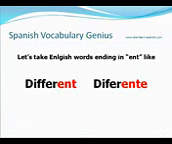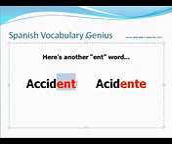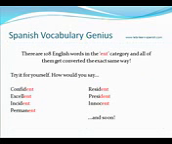We can take a look at another example. Here we have accident, so again it's a word ending in ENT. To convert all of those words into Spanish, we simply add an E onto the end, and instead of being accident, it becomes accidente. So in this category of ENT words, we have about 108 of them, all of which get converted in exactly the same way. So now you can try it for yourself.